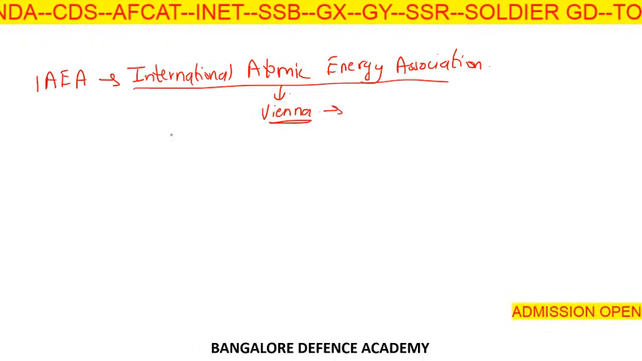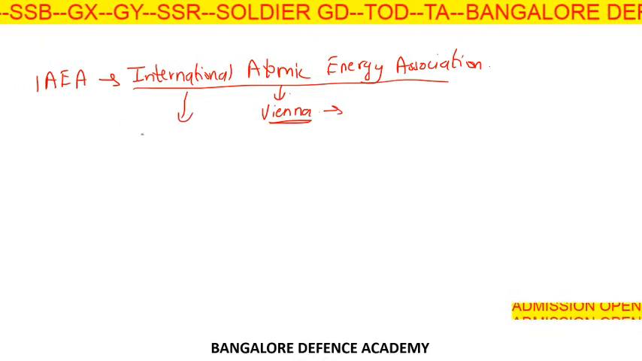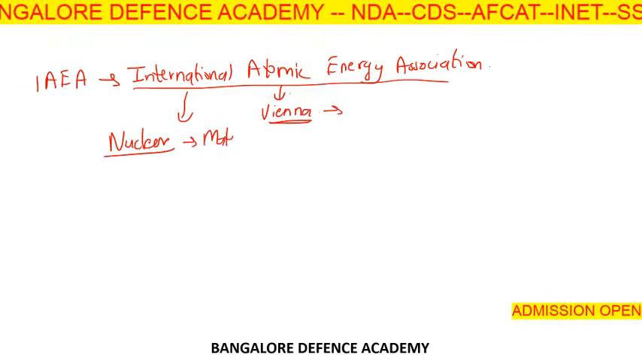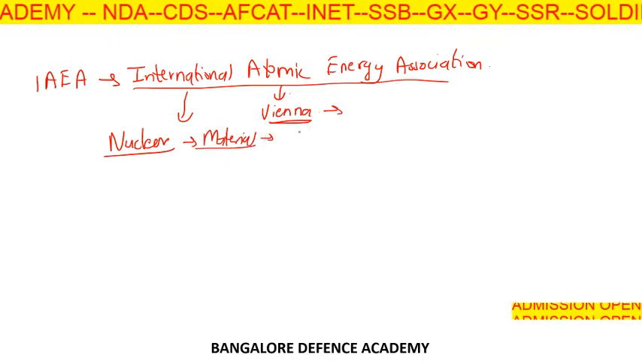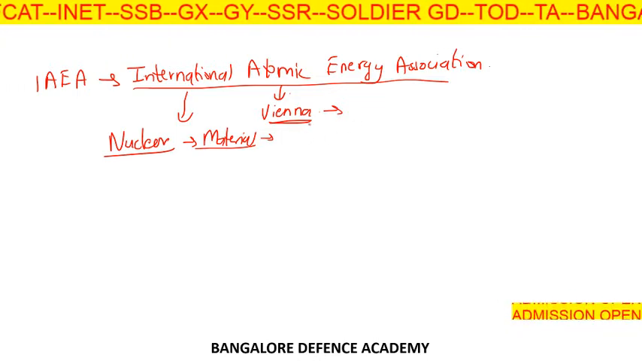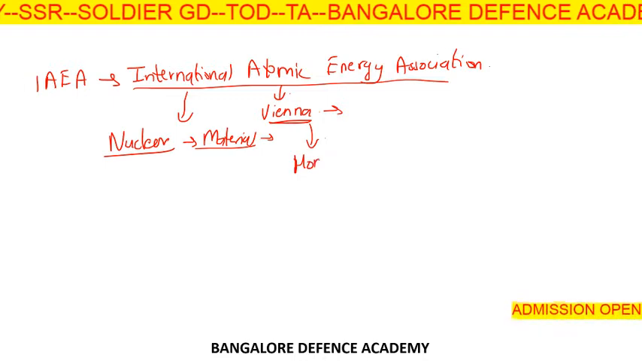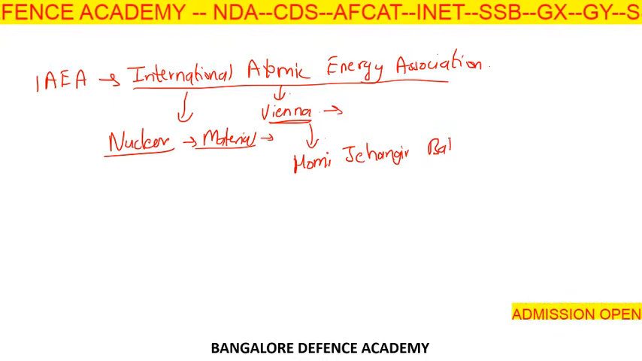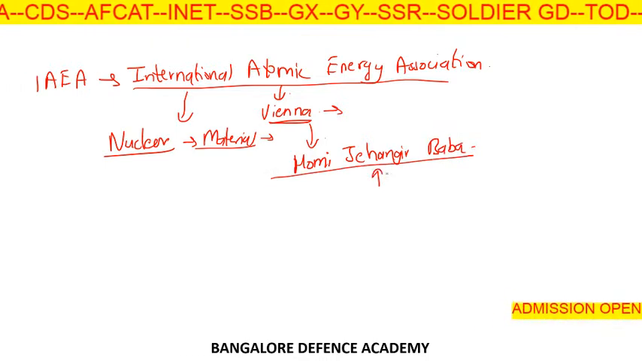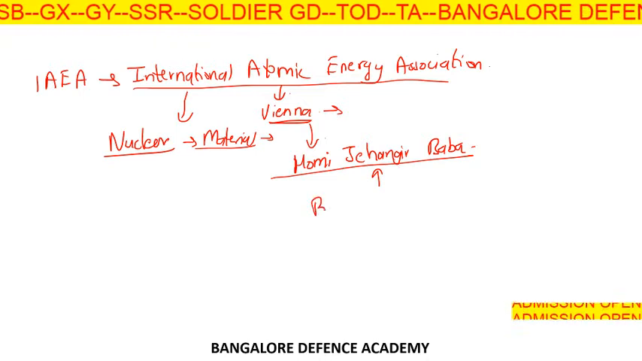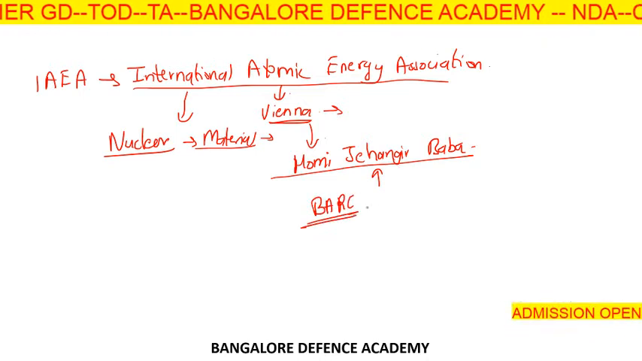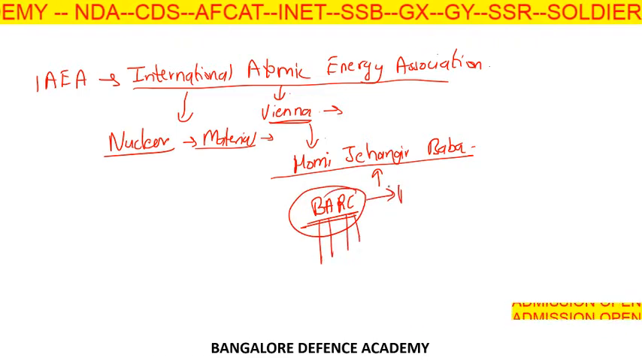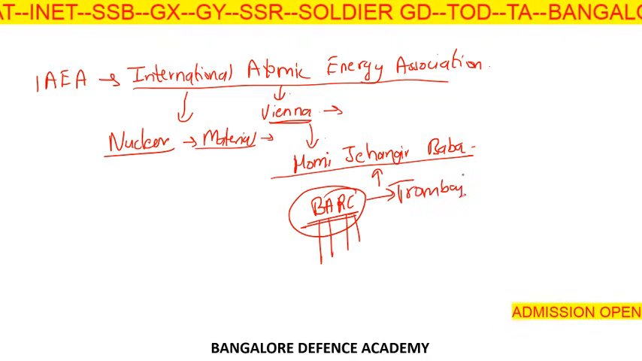What is the duty of this? This is a regulating body which looks over the nuclear material, the nuclear fuel used by various nations. It is going to stop any nuclear weapons. Now who was the person behind this? Homi Jahangir Bhabha is the person behind it, and he is called the father of nuclear research. Here in India you have the first nuclear reactor in the name of Homi Jahangir Bhabha, that is BARC, Bhabha Atomic Research Centre, and this is in Trombay.